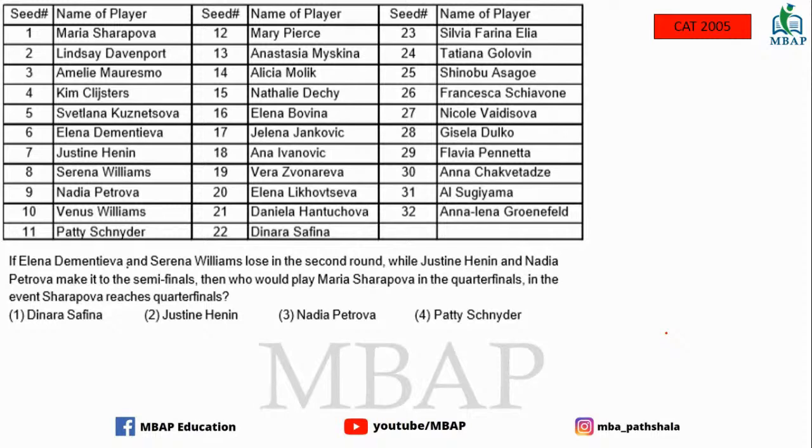So now it is given to you, if Elena and Serena lose in the second round, while Justine Henin and Nadia Petrova make it to the semi-final, then who would play Maria Sharapova in the quarterfinals, in the event Sharapova reaches the quarterfinal? Now, the way they have put down the question obviously makes it a little confusing, but then you just have to look at things individually. It is nothing scary.